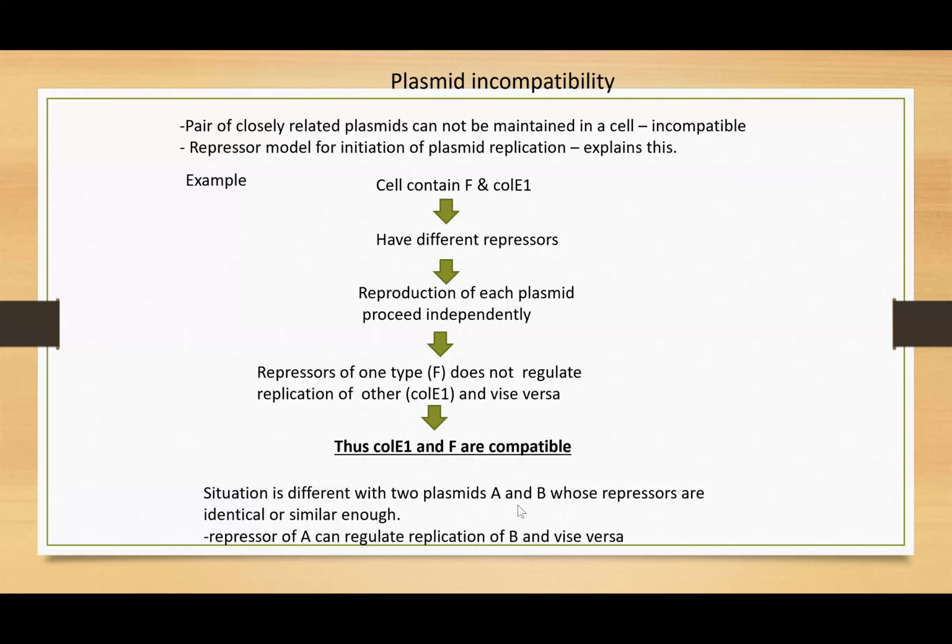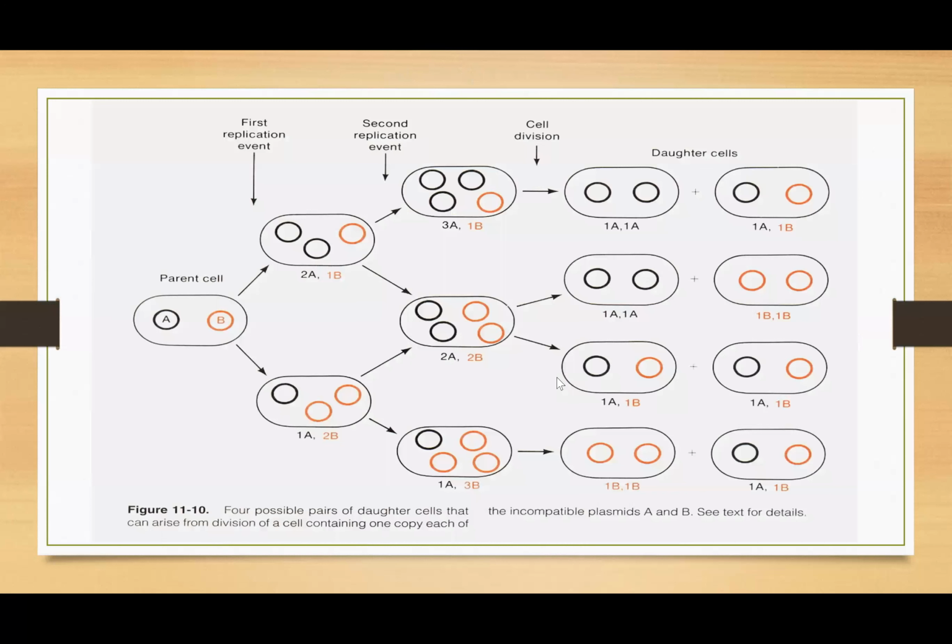And that's why, when these two plasmids start replicating, their repressors interfere in their replication. As a consequence, what is seen is that one of the plasmids is lost from the host cell, and therefore they are called not compatible, or incompatible to live together. I will explain this aspect with an example.